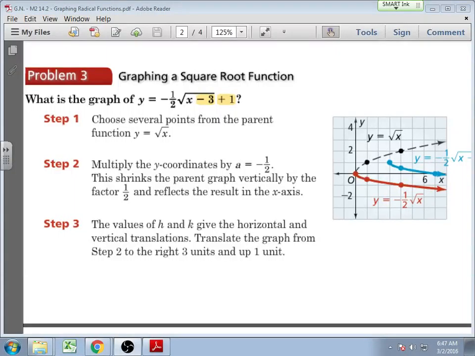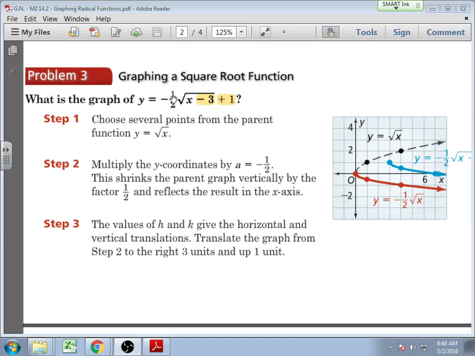Guys, so for problem number 3, I have this done out in your notes, so I figured we would just take a second to talk about it and then look at the got it. So we have all three things going on here. We have a horizontal shift happening, we have a vertical shift happening, we have a compression factor going on, and that compression factor is negative, so we know that's actually going to reflect us over the x-axis.